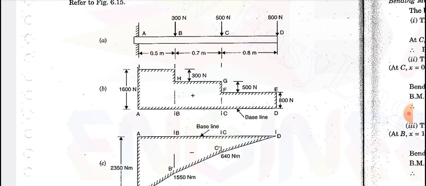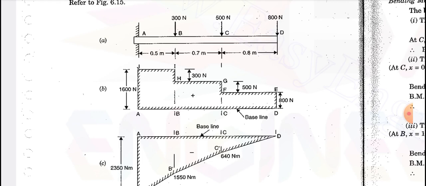You go from the point D, where the load acting is 800 newton. You have to take it from the free end. At the free end, the load acting is 800 newton, and now we calculate for the point C. For the point C, you have to take the previous load also, that is 800 newton plus 500 newton. Totally 1300 newton of shear force is acting at the point C.